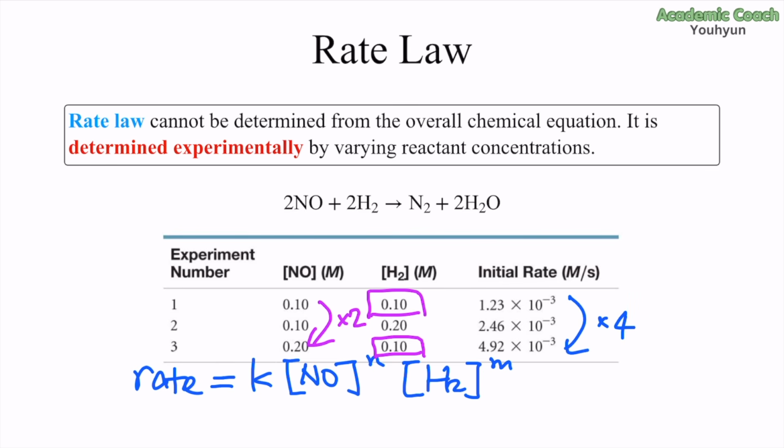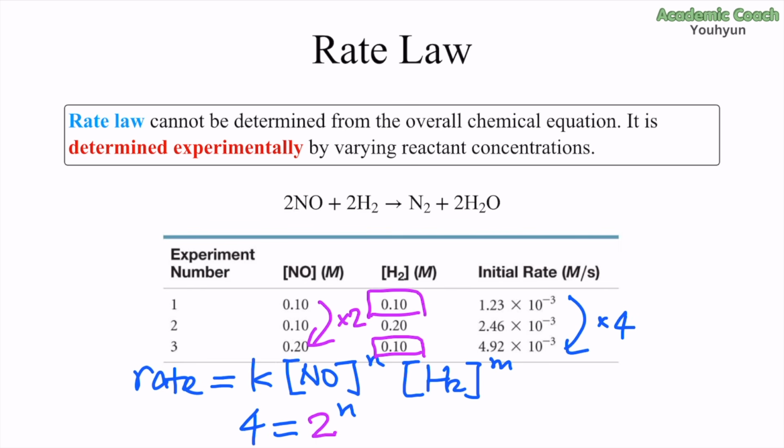And now I'm going to pick these two numbers. So in place of NO, I'm going to put 2. 2 to the power of n is equal to 4.